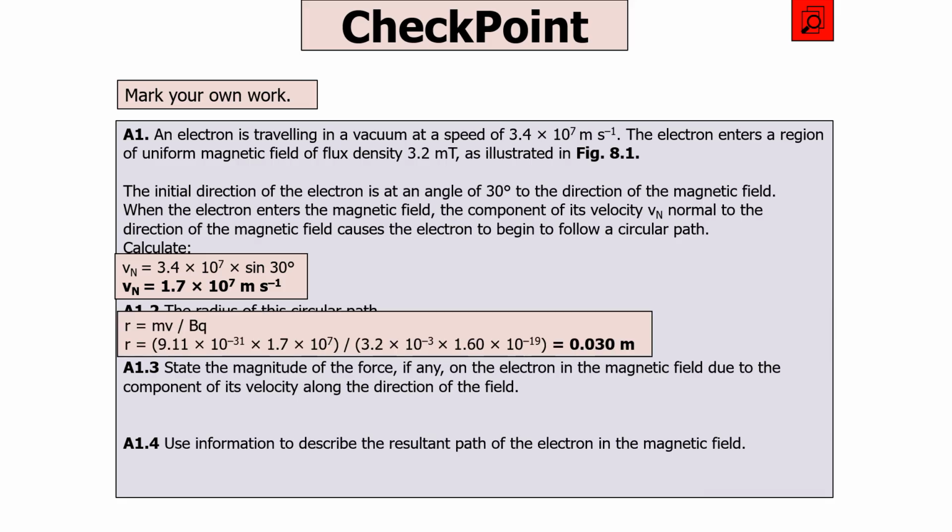The next question, we know R equals mv over bq. We know the mass of the electron from the equation sheet, 9.11 times 10 to the minus 31. We know all the other values, including v, which is the component, not the overall value. So it's 0.030 meters. There's going to be no force acting on the electron because it's at 90 degrees to the field at that point. And then the last one, it's therefore going to form a helix or a coil or a circular path because you've got the centripetal force acting upon it.